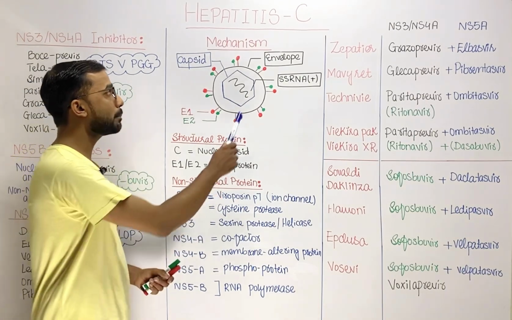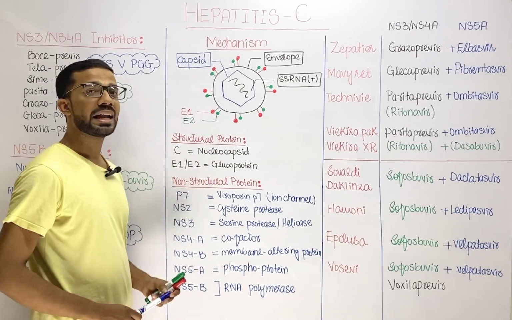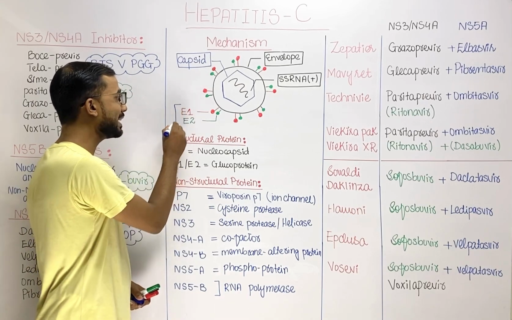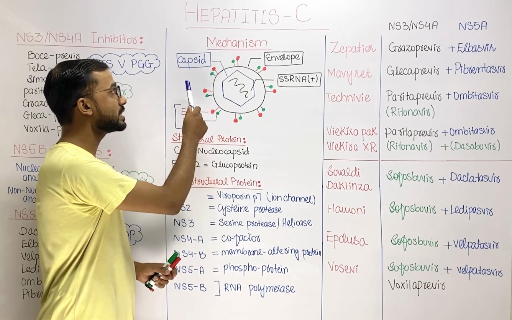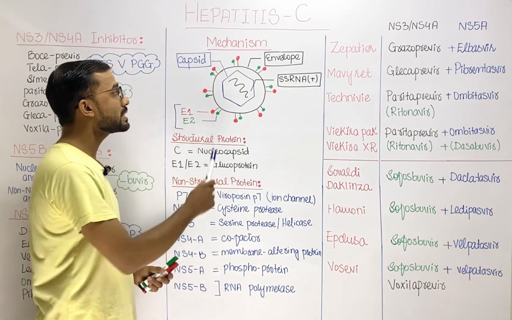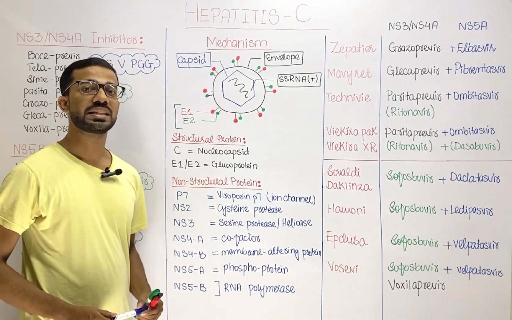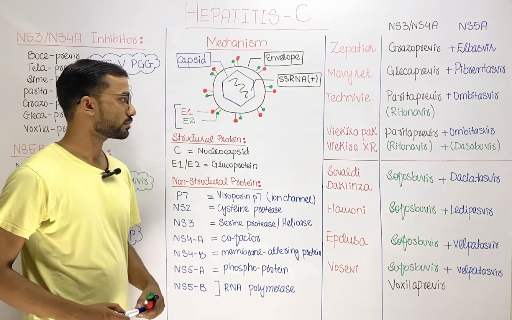The first component present outside the virus is the envelope, and inside the envelope you will see two glycoproteins, E1 and E2. Inside the envelope you will see the capsid that is made up of protein, and inside the capsid there is the genomic material. In this case you will see single-stranded RNA, and the sense will be positive.